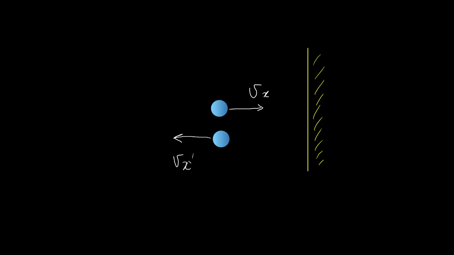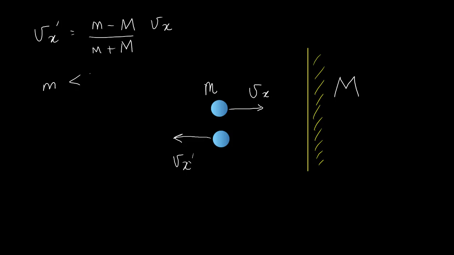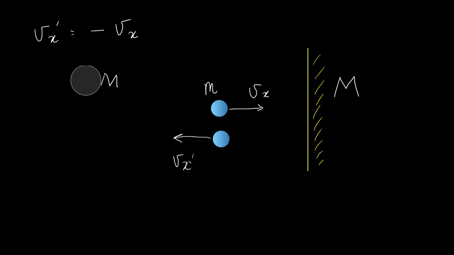From mechanics, we know that in an elastic collision in one dimension for a particle of mass m with initial velocity component Vx and a stationary wall of mass M, the particle's x velocity after the collision, Vx prime, is equal to (m minus M) divided by (m plus M) times Vx. Since the mass of the particle is very much less than the mass of the wall, m minus M tends to minus M, and m plus M tends to M, so we have Vx prime equal to minus Vx.